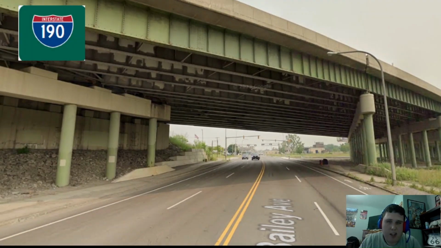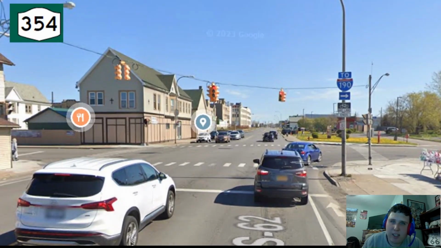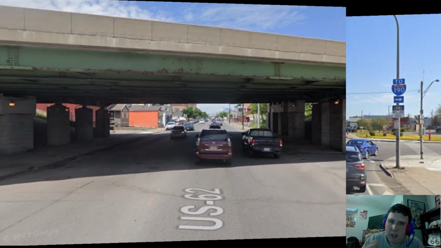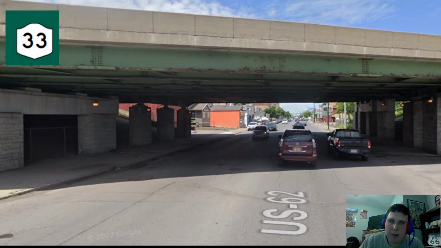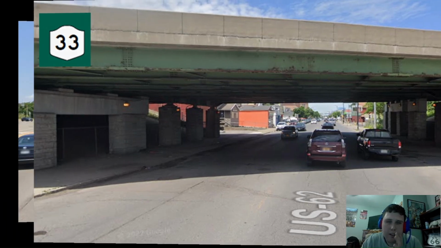Here we're near Interstate 190, we're passing right under it, but I believe at that next stoplight, or next couple of stoplights, you have indirect access to Interstate 190. In fact, at this junction here, New York Highway 354 takes you straight to Interstate 190. Here we're near New York Highway 33, and we have, again, indirect access to it. You have to take back streets to get to New York Highway 33.